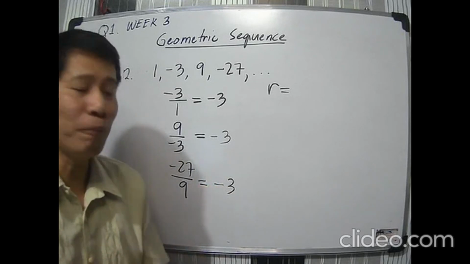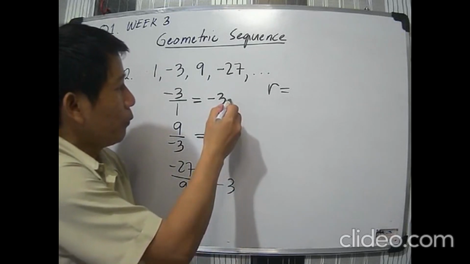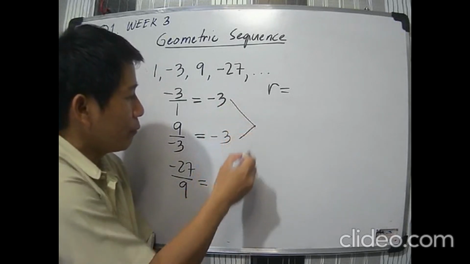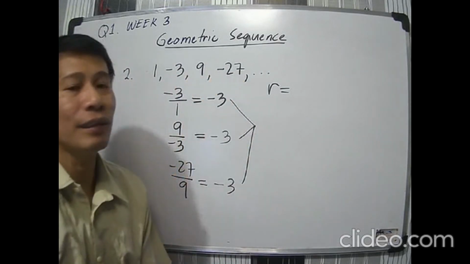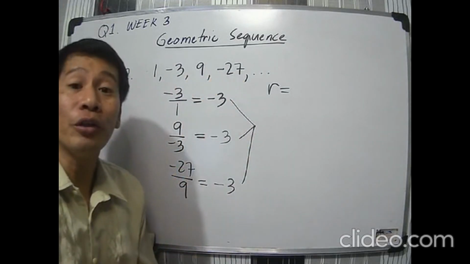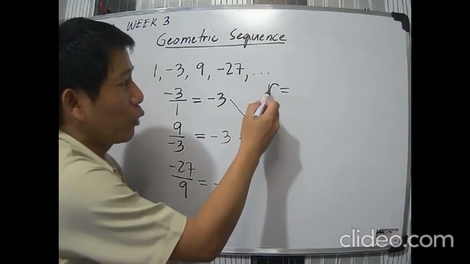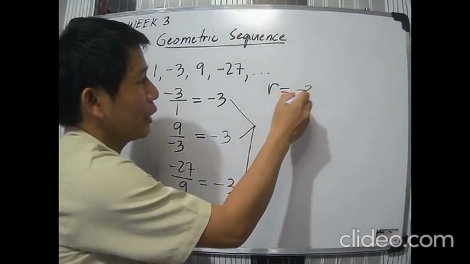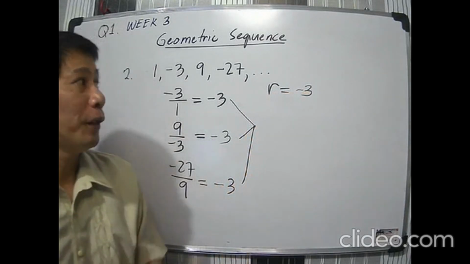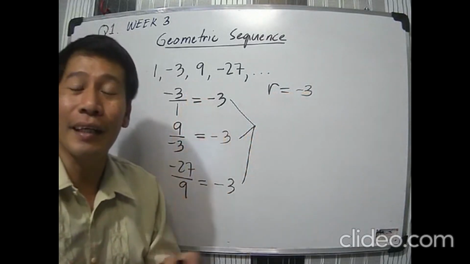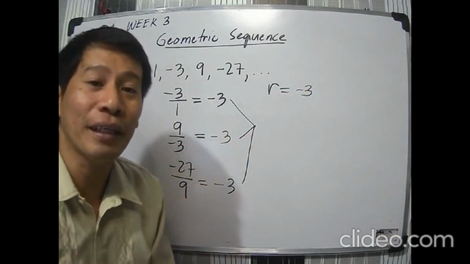So, what do you observe? The ratio or the quotient between successive terms is common. So, therefore, there is a common ratio. So, our common ratio here is negative 3. So, therefore, the sequence is an example of a geometric sequence.